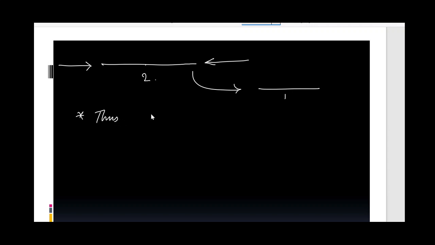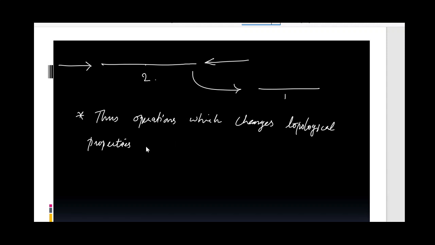Thus, operations which change topological properties are, first operation is cutting. As I said, cutting the rod into two. Second one is gluing.